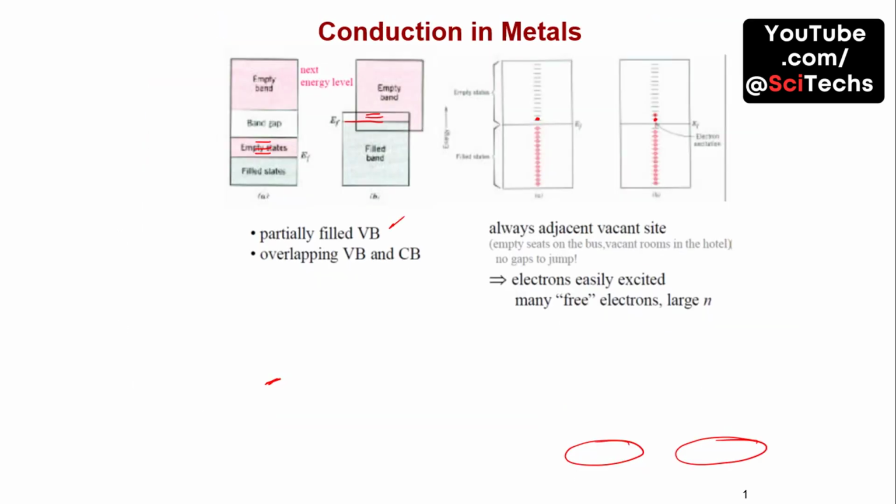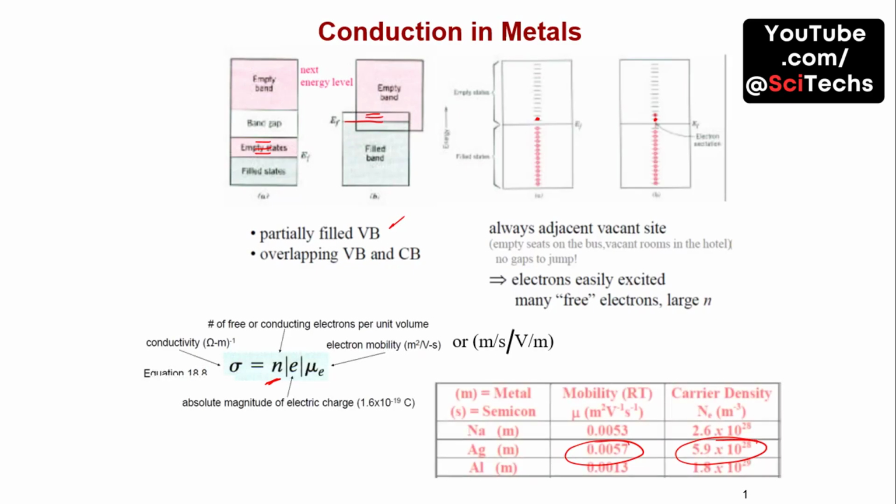In metals, conduction occurs due to the presence of free electrons in the overlapping valence and conduction bands. This results in high electrical conductivity.